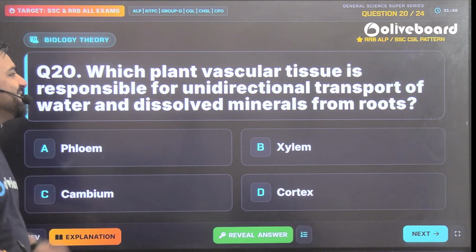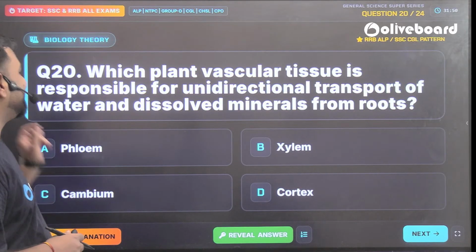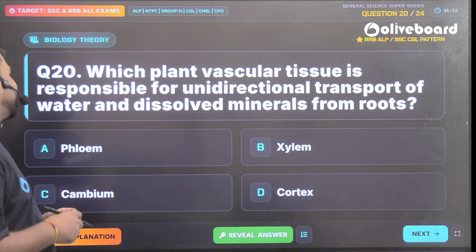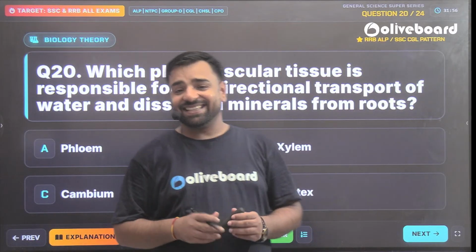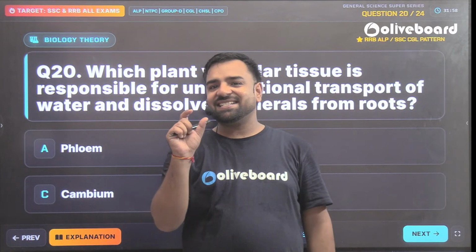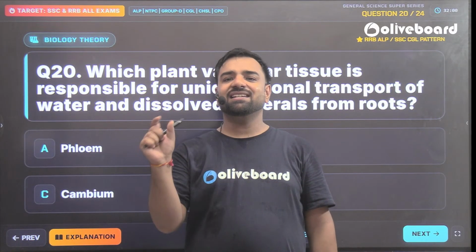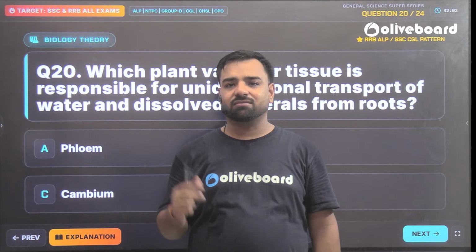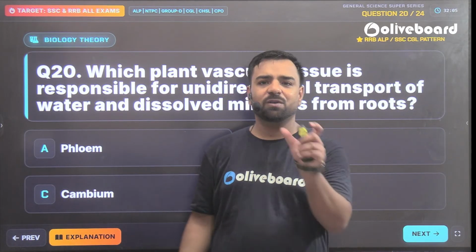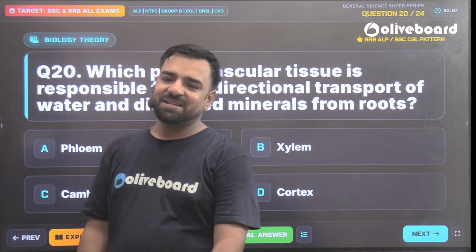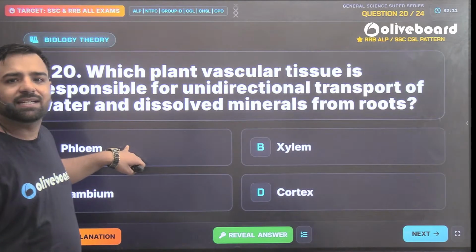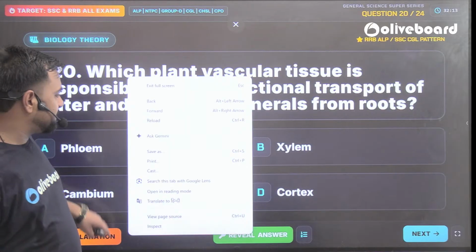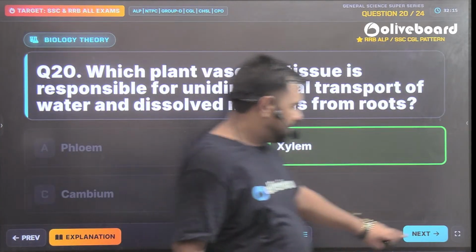Okay, so the question is which plant vascular tissue is responsible for unidirectional transport of water and dissolved minerals from the roots? So there is a trick in Hindi. If I write xylem, jal, so jal is actually synonym of water, right, in Hindi. So from jal, you can link it with xylem. So xylem is linked with water and phloem that's linked with the food. So here the correct answer is xylem only, right?